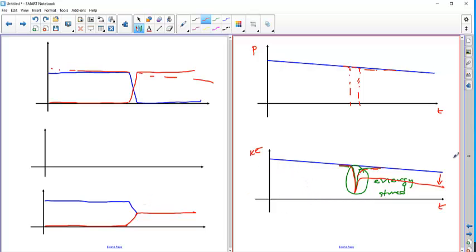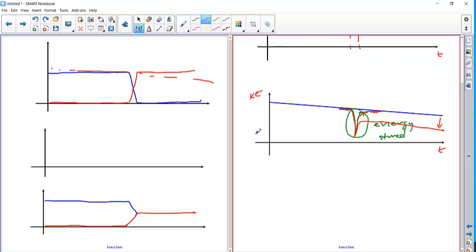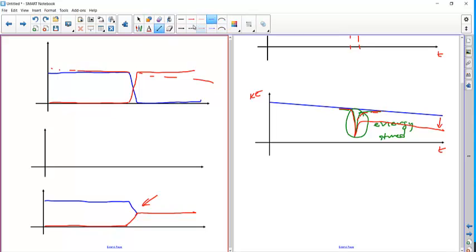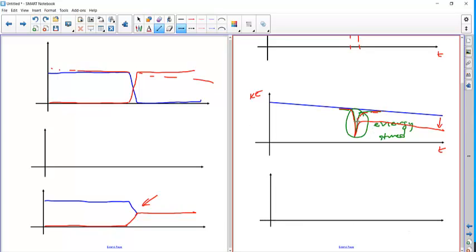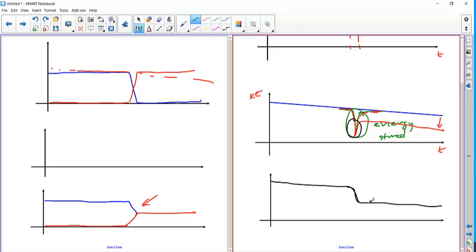Whereas for the final scenario, the one with the inelastic collision, the one that happens here, you'll see that the kinetic energy drops off, but there's really never any energy stored. So it'll be more like it just drops off almost like that. So there's no dip. This dip here is due to the springs, storage of energy in the spring. Here we just lose energy as the two things stick together with the Velcro.